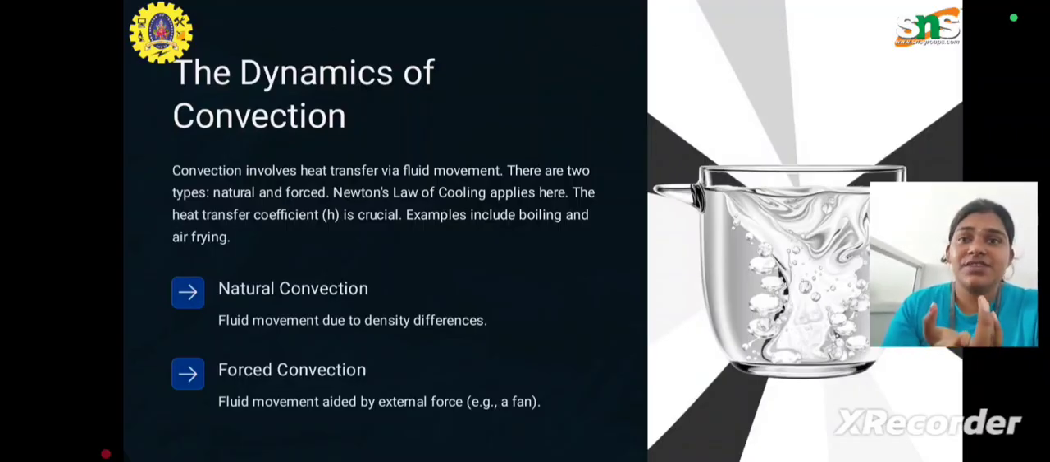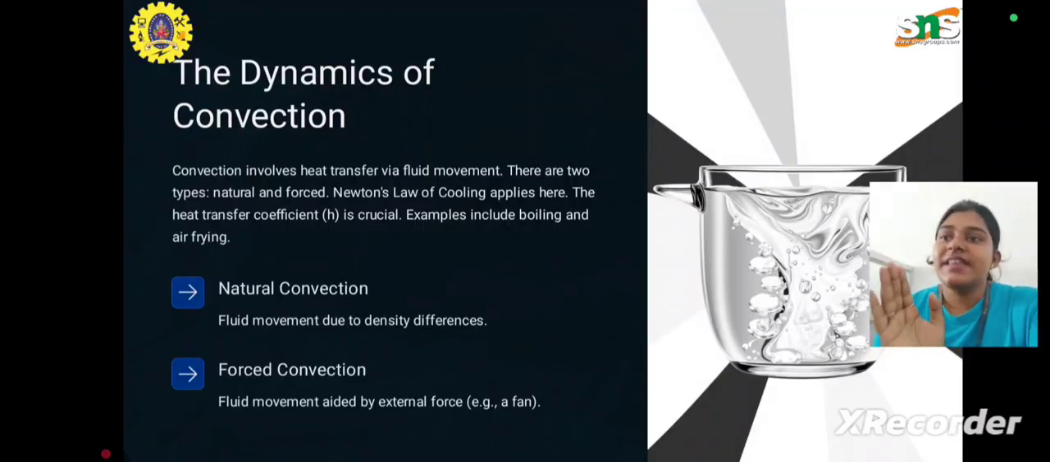Next is the forced convection. So here the heat transfer is enhanced by the use of external devices such as fans, agitators or pumps that force fluid movement. So this type accelerates heat transfer and is commonly employed in air fryers, forced air ovens and cooling tunnels, leading to faster and more uniform temperature control.